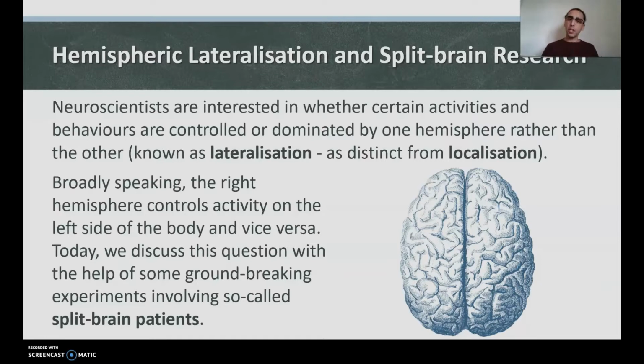It's talking about lateralisation, right? How one whole side is determining the behaviour or the physical or psychological ways of a certain person. Broadly speaking, the right hemisphere controls activity on the left side of the body, and vice versa. The left hemisphere controls activity on the right side of the body. Right? Anything to the left or to the right of the nose is what's known as the left or right side of the body. Today we discuss this question with the help of some groundbreaking experiments involving so-called split brain patients.